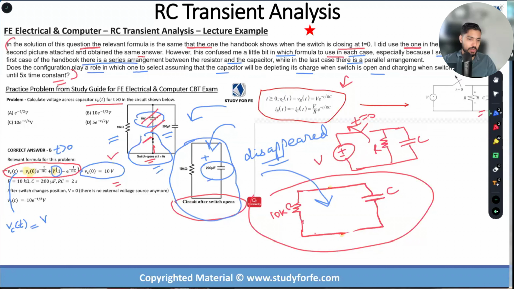How will the capacitor discharge? E to the power of minus t divided by RC, multiplied by VC naught, VC(0). This is 10 volts, e to the power of minus t divided by RC. What is the value of the resistor? 10K, the resistor that is in series.